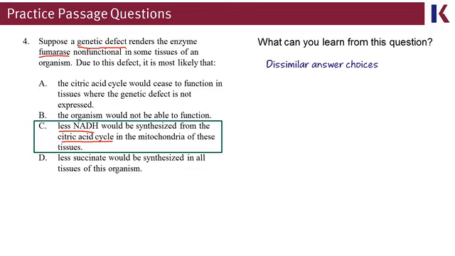Some other key patterns here are the wrong answer types. Remember, there's a whole lesson about this one. Answer choice A is a key opposite answer choice. It's really very, very close to being correct, except for the word not. Sure, the citric acid cycle would have trouble functioning, but only where this genetic defect actually was expressed, not in the tissues where it's not expressed. It might seem silly to highlight this as a tempting answer choice, but if you're reading really quickly and you miss that word, that's trouble for you.